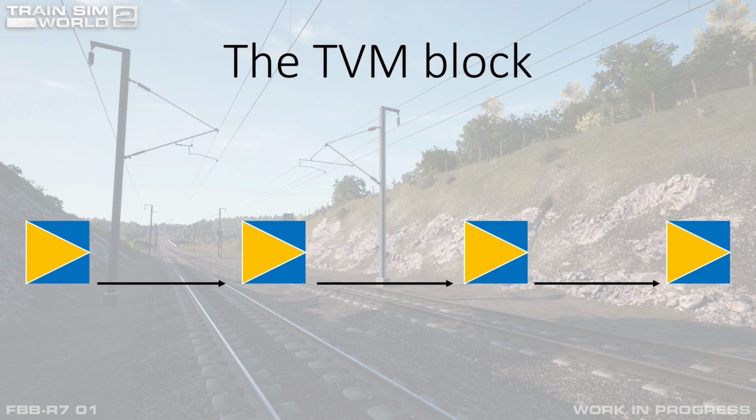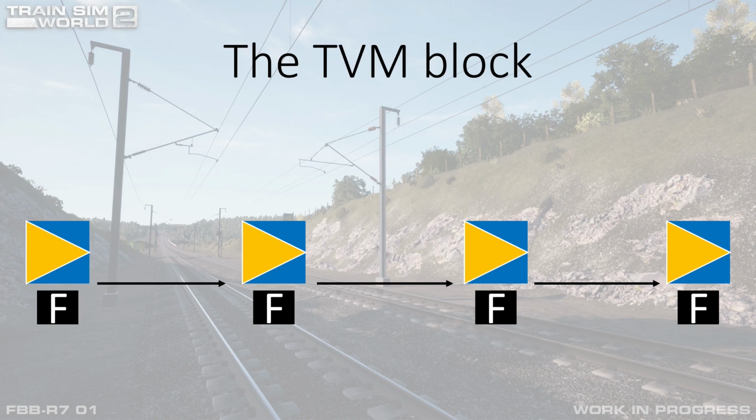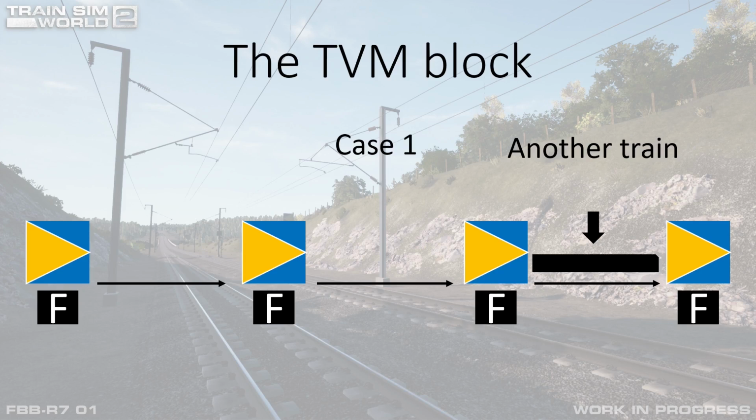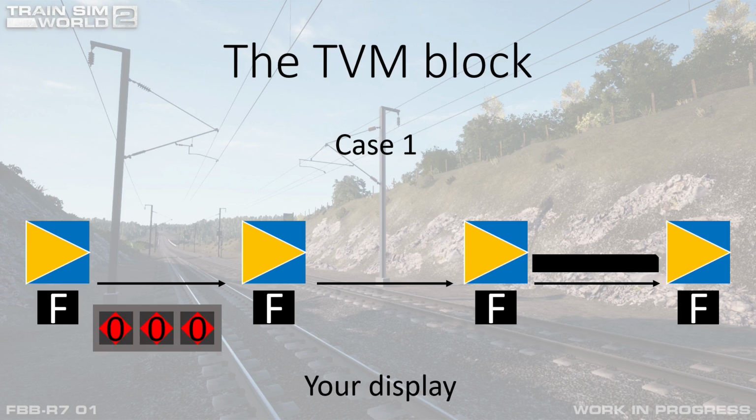Let's imagine that we have 3 blocks, 4 TVM markers. They're all passable if you are running under a cabin 0 or a cabin red. And now let's imagine that on the third block, there is a train that occupies it. On the case 1, on approach of that train, your display should first show at the first block, so one block before the occupied block, a cabin 0. Let's imagine that as you can pass the next TVM marker, you do that. Then the TVM would show a cabin red. This is the first case in which you use the cabin 0, then the cabin red.